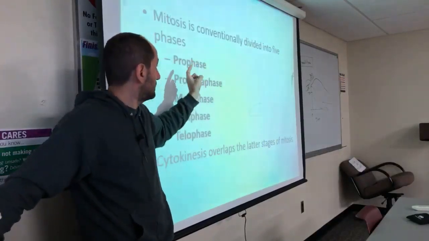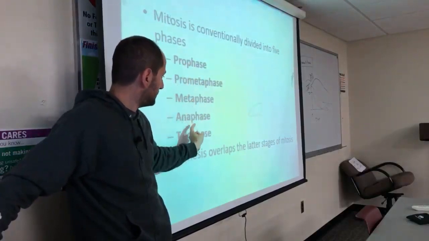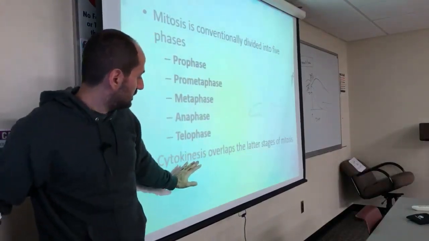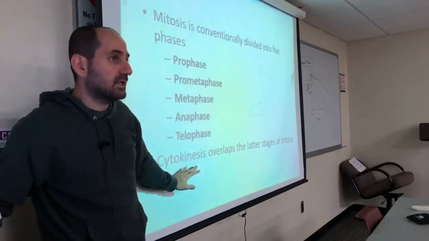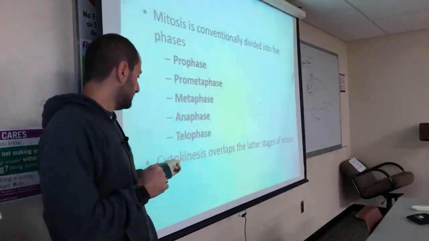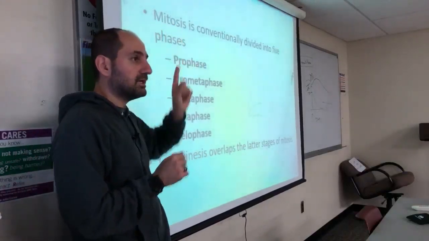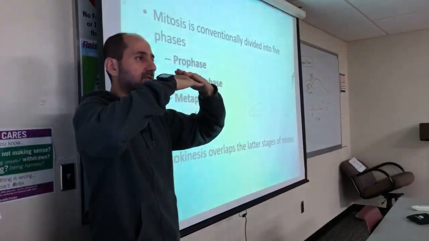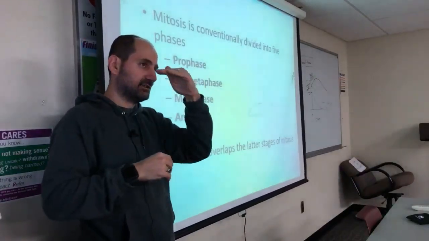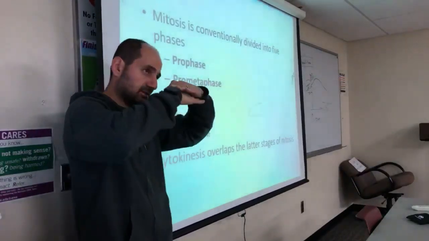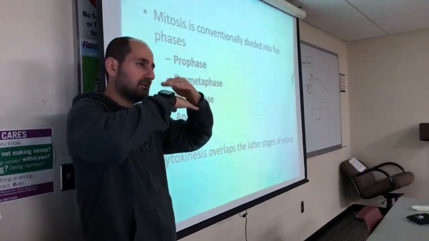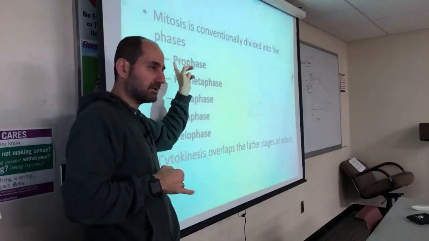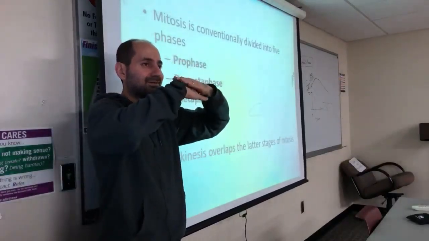Mitosis has its own subphases: prophase, prometaphase, metaphase, anaphase, telophase. And then remember, at the end of mitosis, cytokinesis starts. Oh, and by the way, again, cytokinesis is not part of mitosis, but there is overlap. They're concurrent. So what does that mean? Before telophase is finished, cytokinesis can start. But that does not mean cytokinesis is part of telophase. It just happens to overlap, right? Does that make sense?